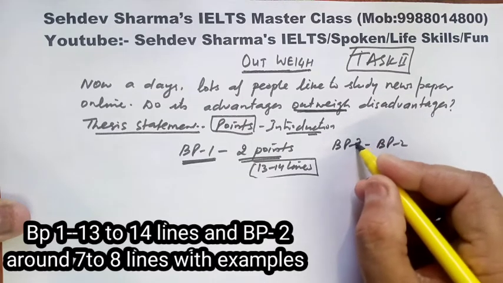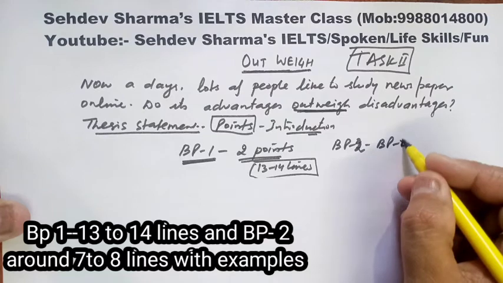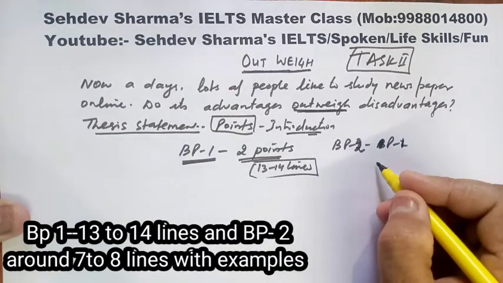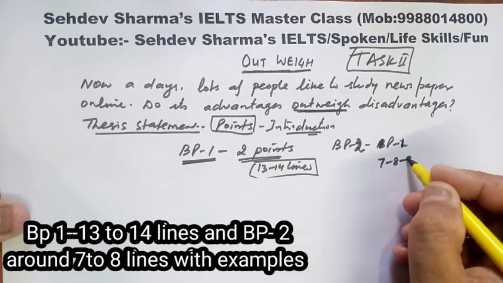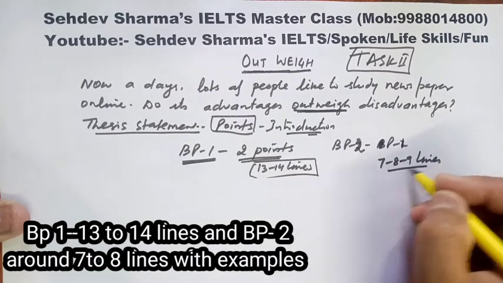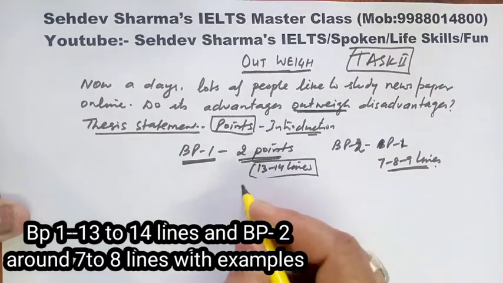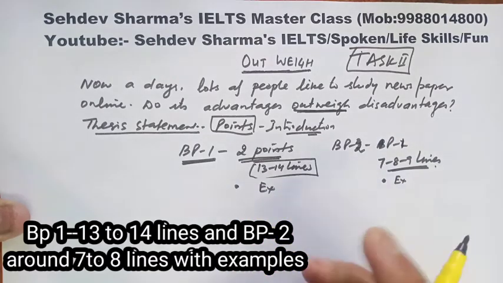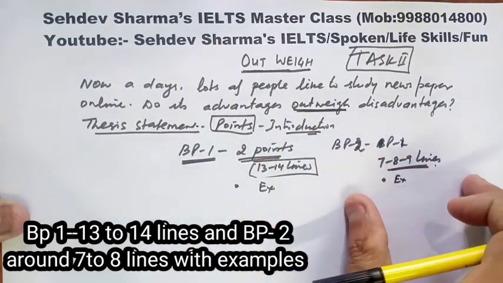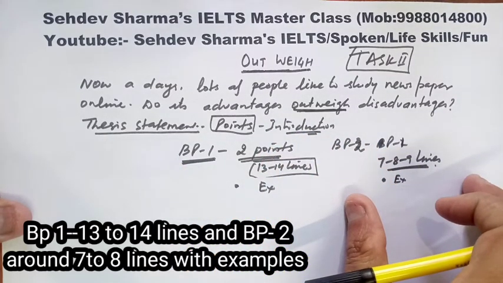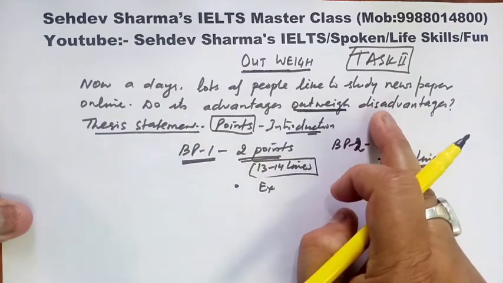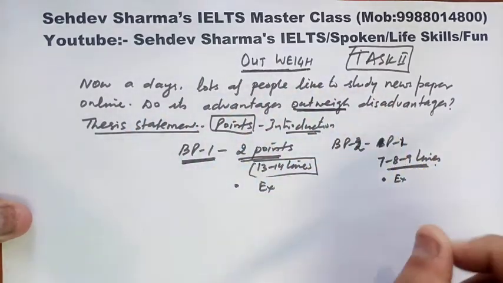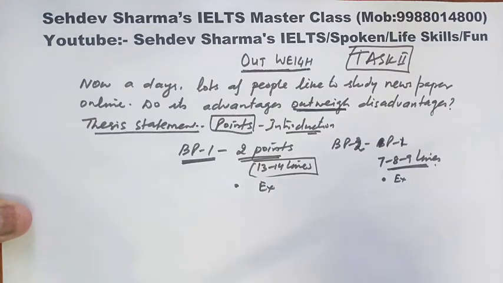And in your BP2, please write only 1 point. The point should be given only one. So that 1 point may have 7, 8 or 9 lines and the pattern will remain the same. We will give one example here. We will also give one example here. By the length of the paragraph, the examiner will come to know whether the advantages are outweighing the disadvantages or the disadvantages are outweighing the advantages.